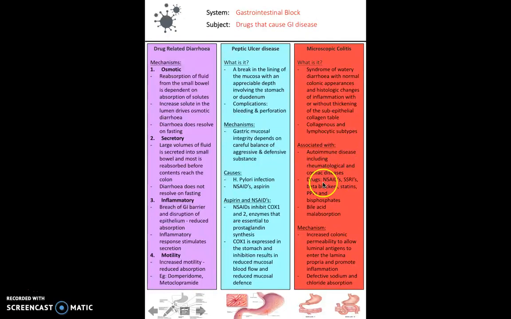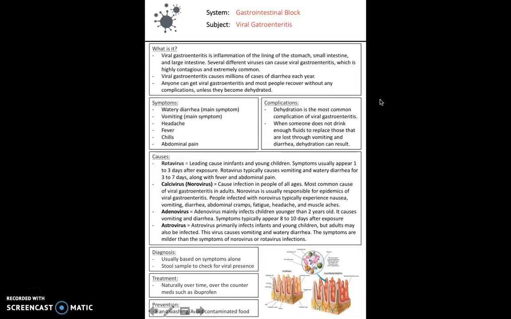So these are associated again with NSAIDs, so NSAIDs seem to be the problematic drug associated here, but also SSRIs, beta blockers, statins and PPIs can all contribute to microscopic colitis. Next we've got viral and bacterial gastroenteritis. So gastroenteritis is inflammation of the lining of the stomach, and viral obviously refers to the cause, which is viral. So viral gastroenteritis causes millions of cases of diarrhea each year.